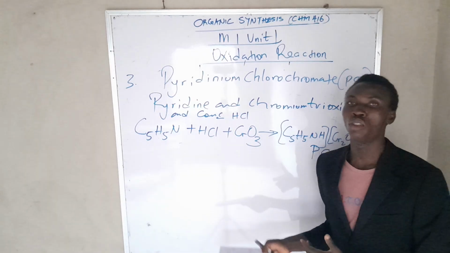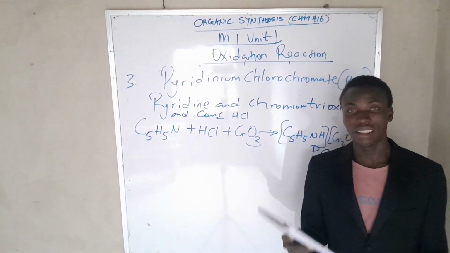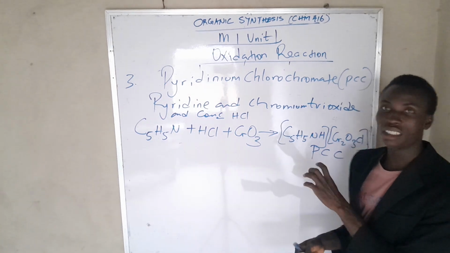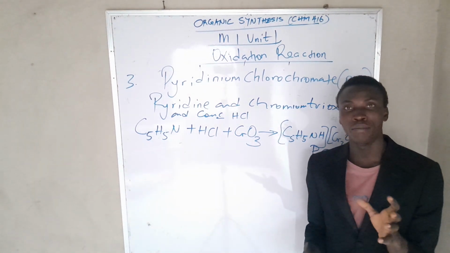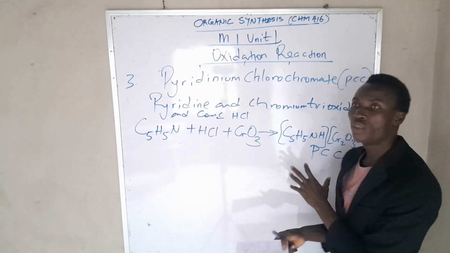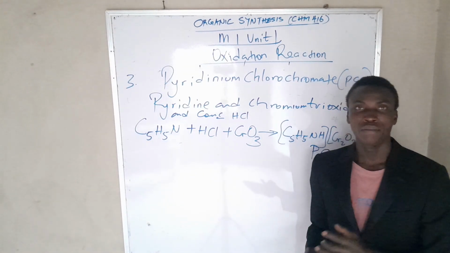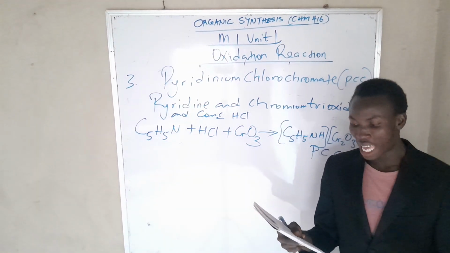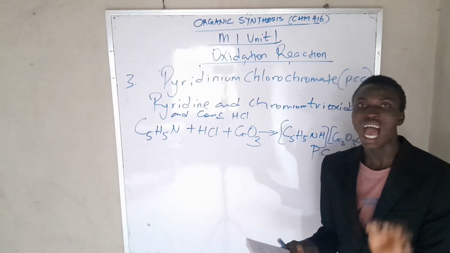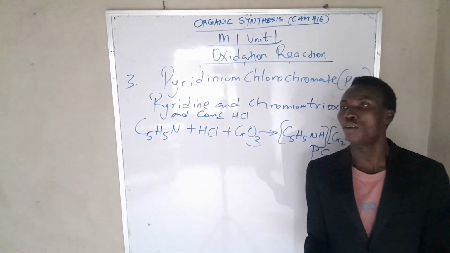So if you don't want to produce carboxylic acid at the end of the reaction, PCC is a selective oxidizing agent that can be used in such a reaction. When you make use of PCC, it's going to give you the exact needed compound without producing another subsequent carboxylic compound.